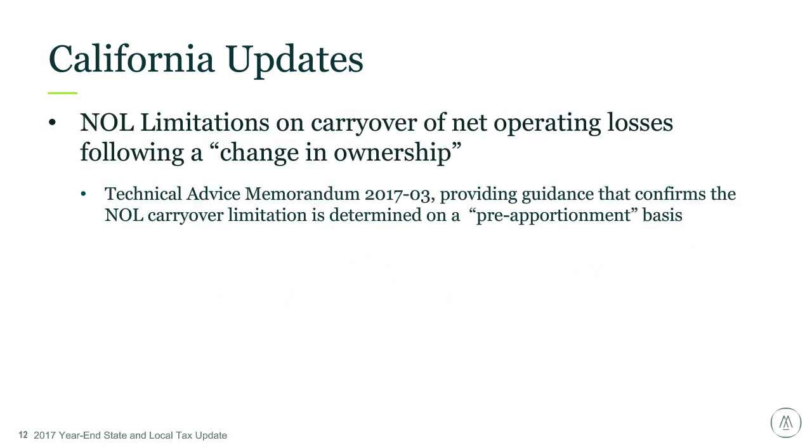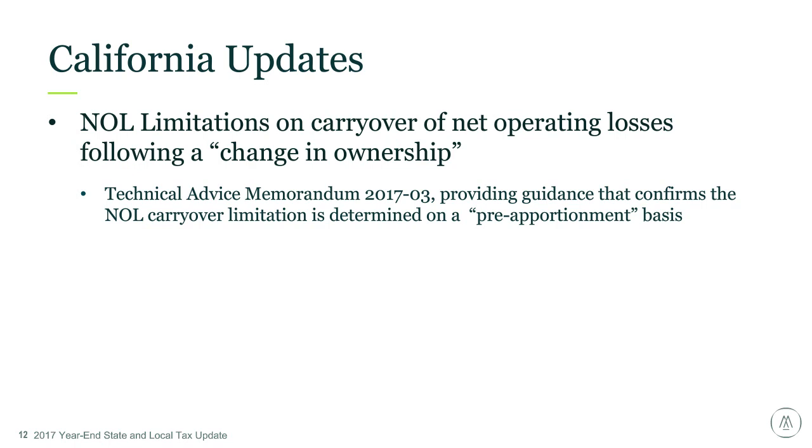Another significant update that happened in California during 2017 was that the state issued what is called a Technical Advice Memorandum, or a TAM. The number of that is 2017-03. And it basically provided guidance on how California applies the Internal Revenue Code Section 382 rules that limit the ability to deduct losses after a change in ownership.